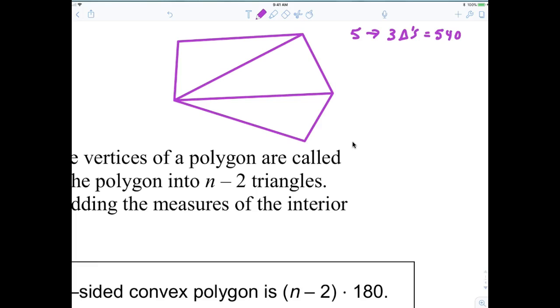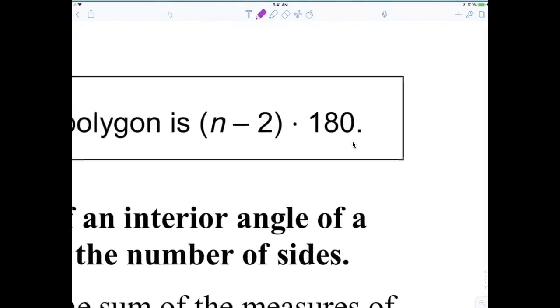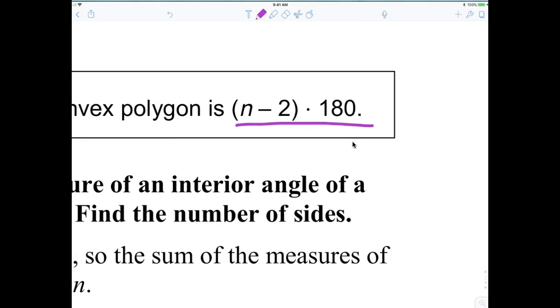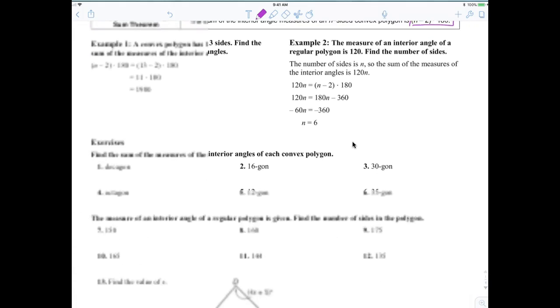And so now the formula for the degrees is n minus 2 times 180, where n represents the number of sides. And of course, that has to be for a convex polygon. So now let's look down and see what it says.